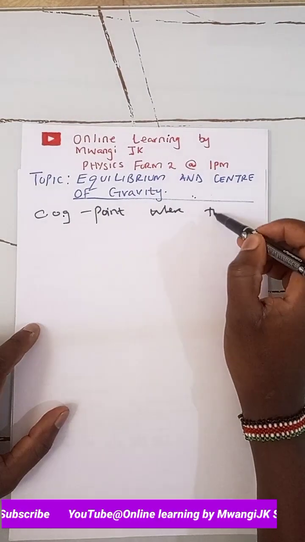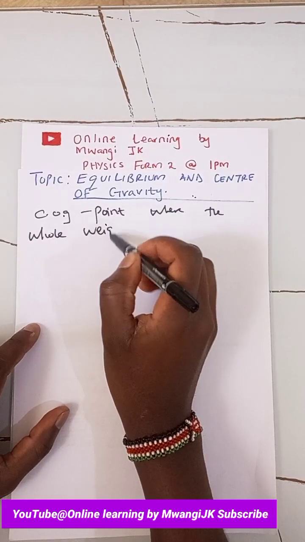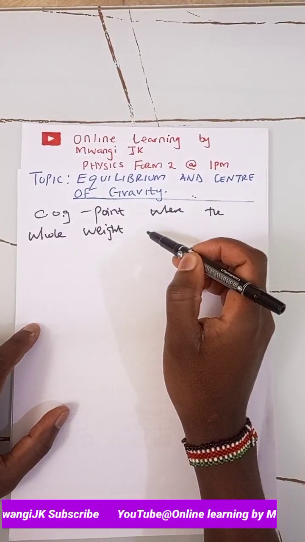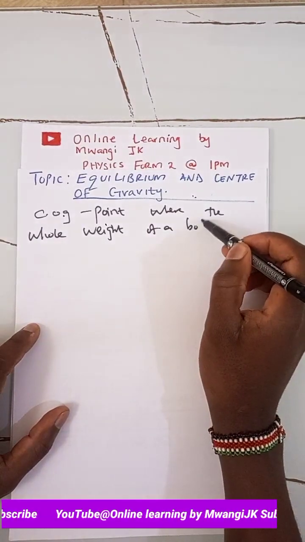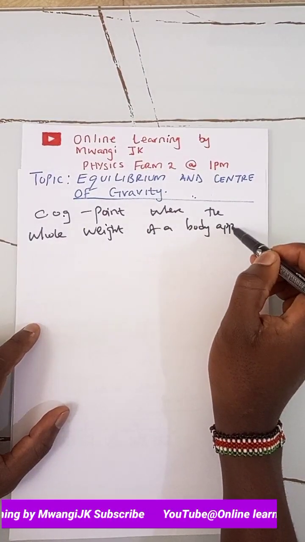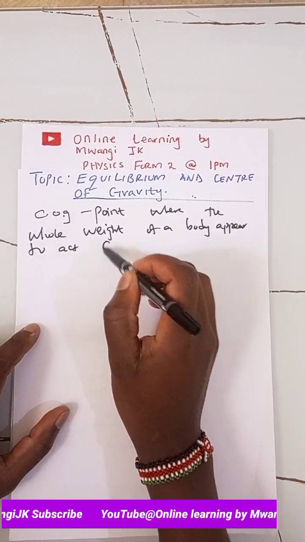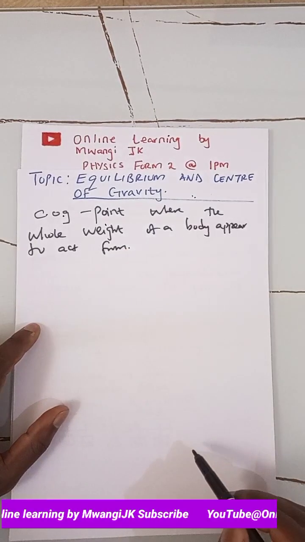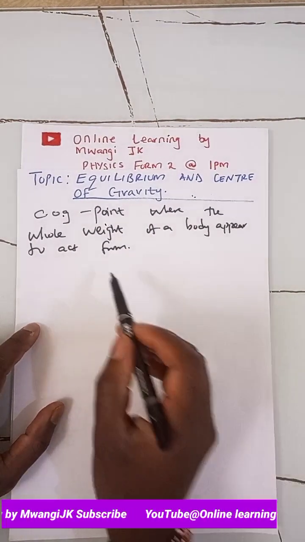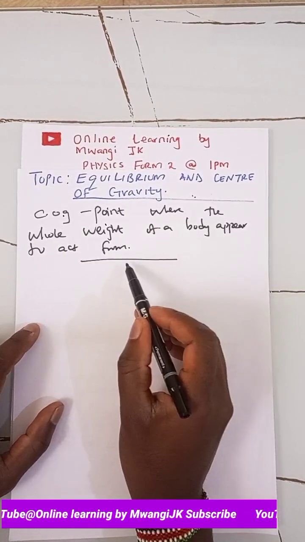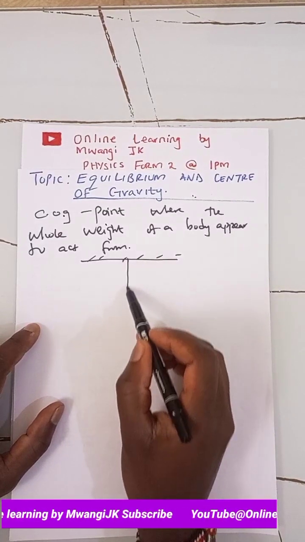The point where the whole weight of a body appears to act from. So if you balance a meter rule, for example, using a string or a thread, you realize that it will tend to balance at the 50 centimeter mark.